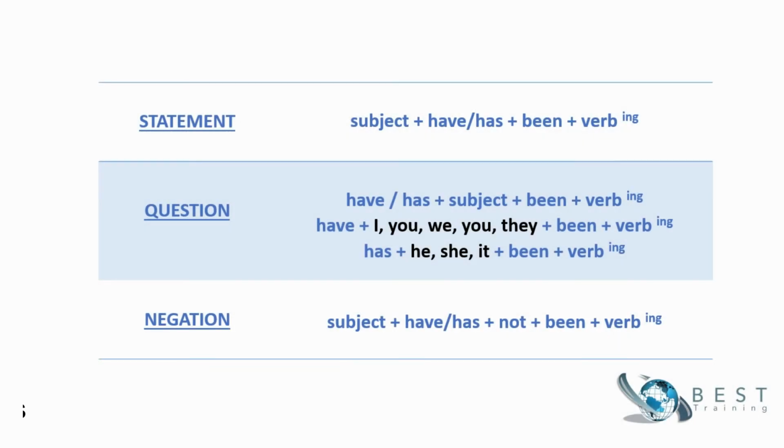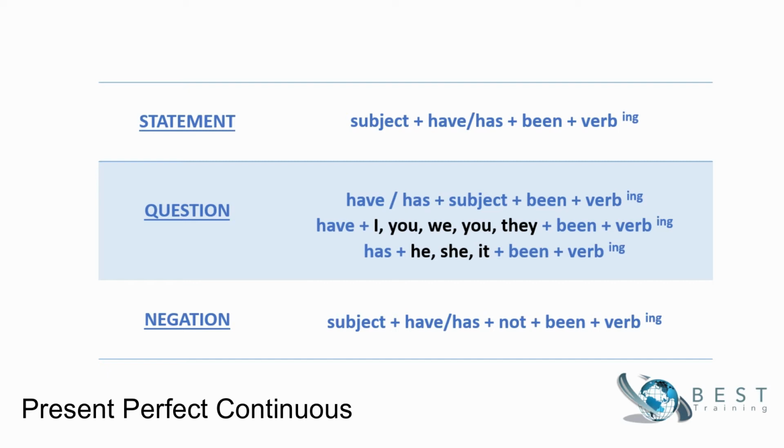How do we form the present perfect continuous tense? It's composed of three parts. The helper verb have in simple present, have and has, plus the past participle of be, been, and the present participle of any verb. Questions are indicated by inverting the subject and have or has. Negatives, of course, are made with not.